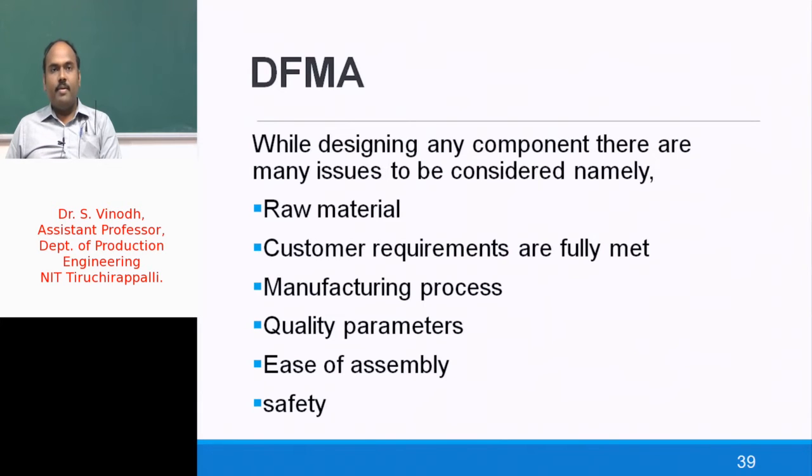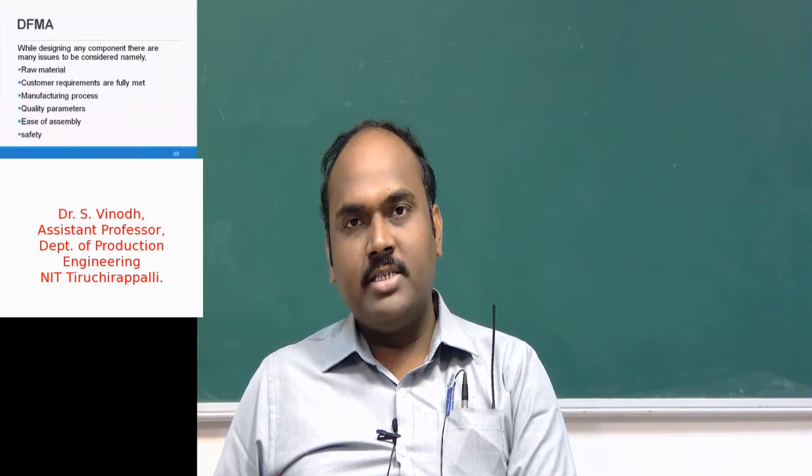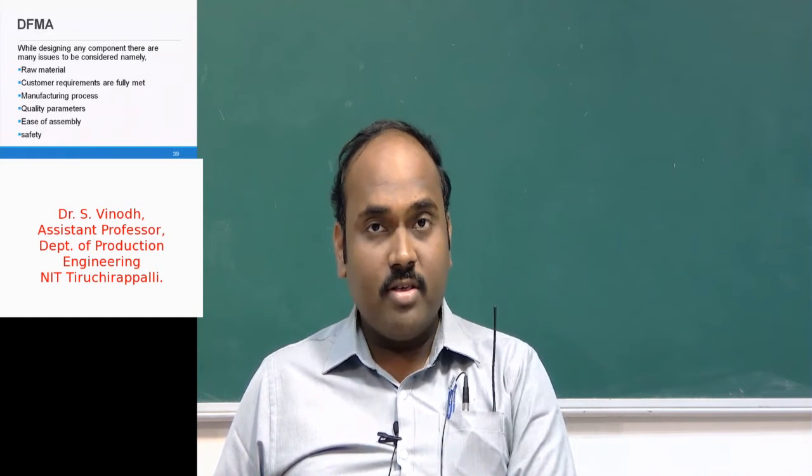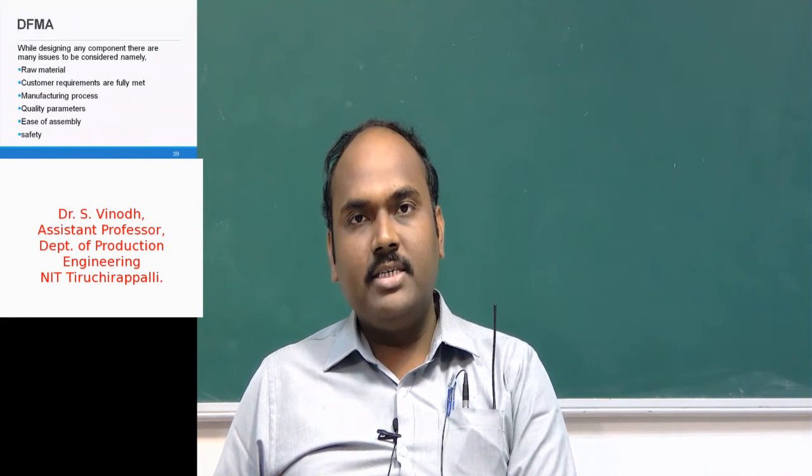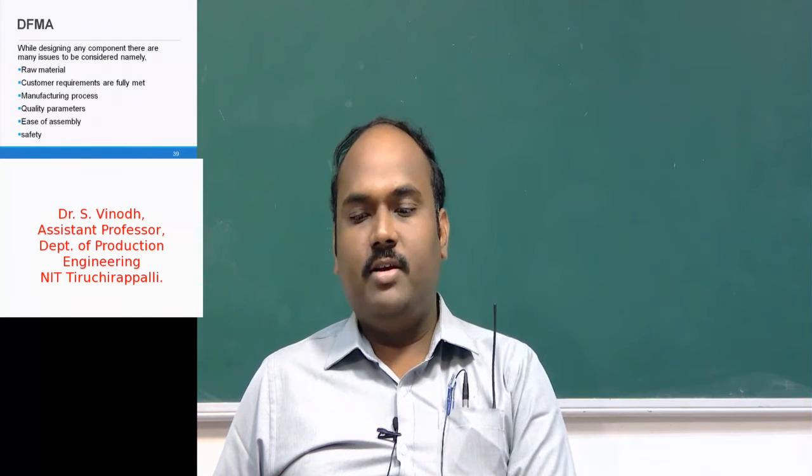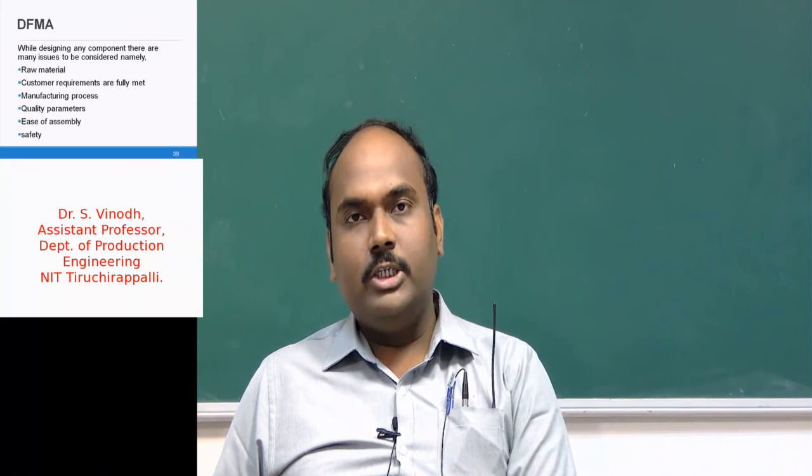So with these examples, now let us discuss what are the other issues associated with DFMA. As a designer, while designing any component, certain key issues we need to take care of as a part of DFMA. The first one being the raw material, second the compliance with the customer requirements, third being manufacturing process, fourth quality parameters, fifth ease of assembly, and the sixth one is about safety. We'll discuss the issues one by one.